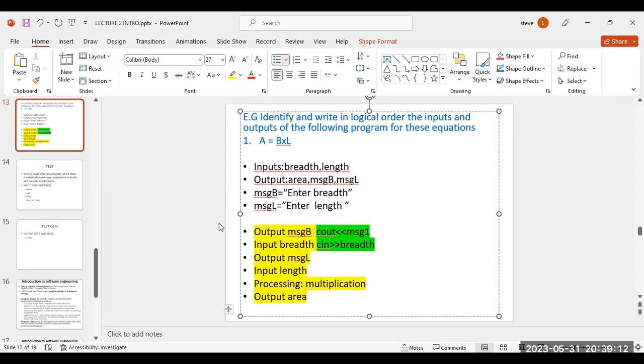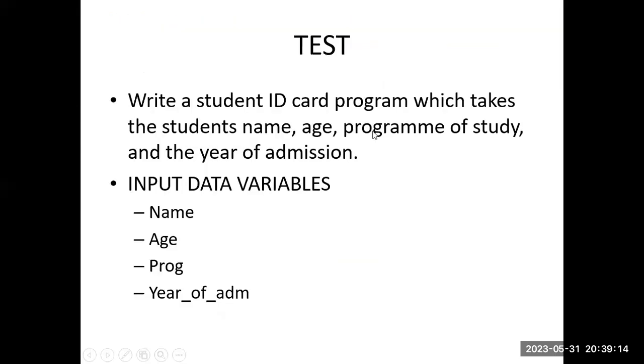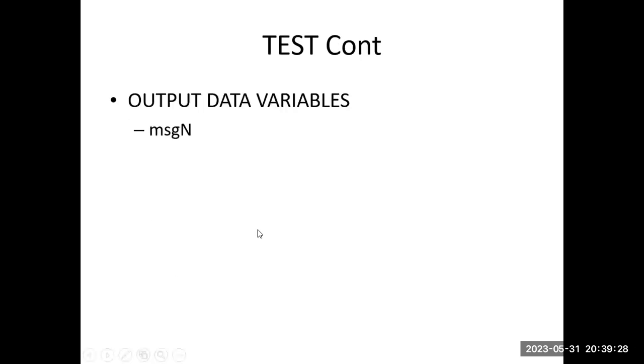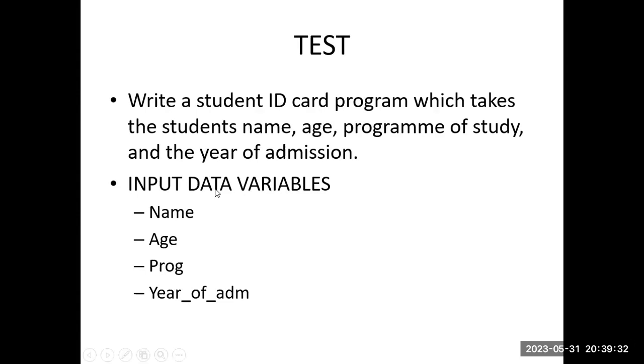So with that said, we have identified from here that these are the input data, and then the output data variable. Someone should tell me the output data. What will be the output data? And what will be stored there? When you tell me, you should tell me what will be stored there.